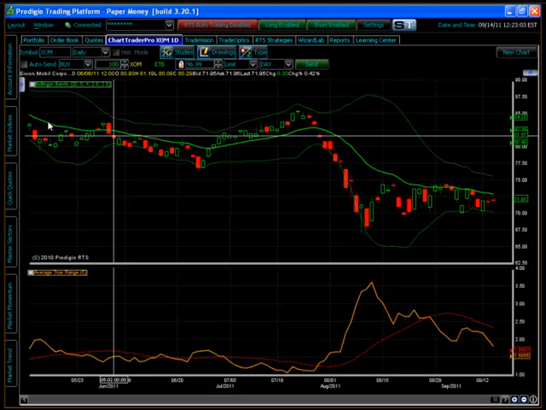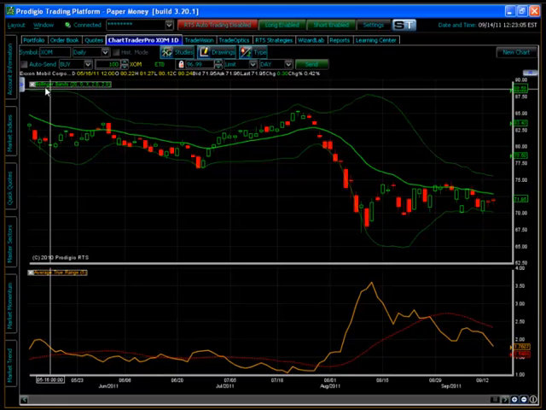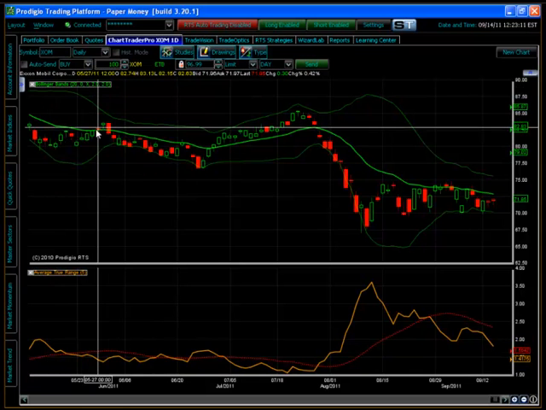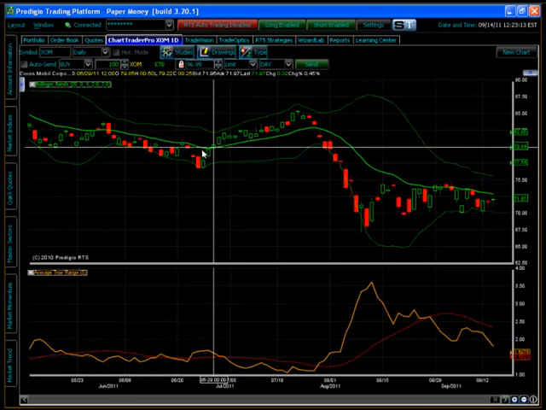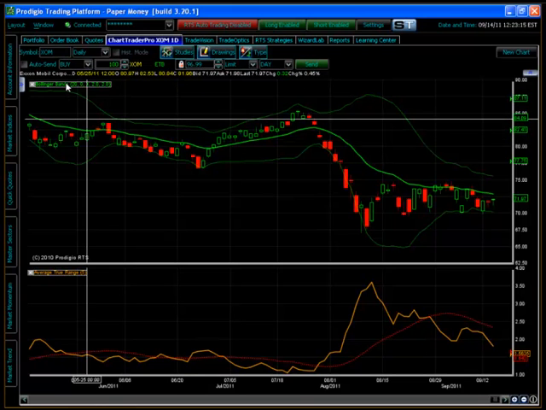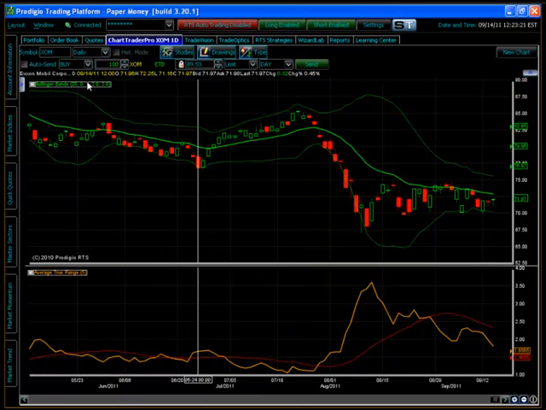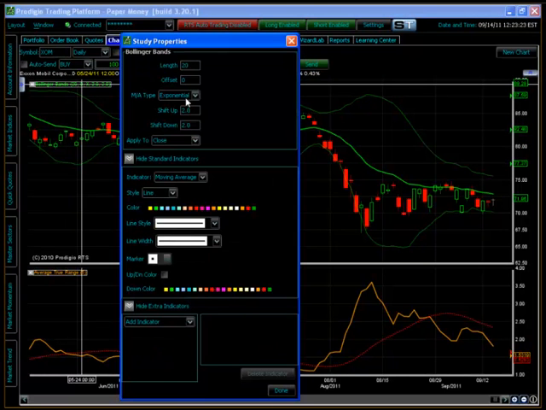Consider this for a second. If I took this Bollinger Band strategy and bought every time it crossed above this middle band, this exponential moving average, which, by the way, I can tweak right here. I just click on the study, and I can change the moving average type: simple, weighted, exponential, or the Wilder average. I'm using exponential for this strategy.